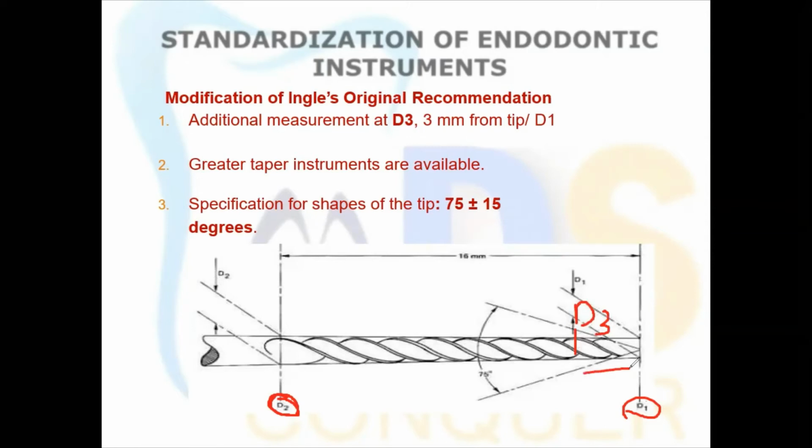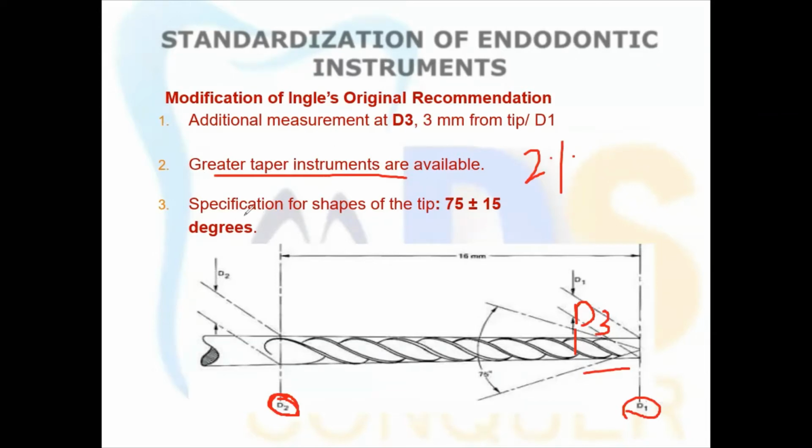And also, one more modification is that when the original recommendation was proposed, there were only 2% taper instruments available. That ensures a 0.02 mm increase in diameter per millimeter from the tip to the shaft of the instrument. But later, greater taper instruments were also made available. That includes 4%, 6%, 8%, and even 10%.